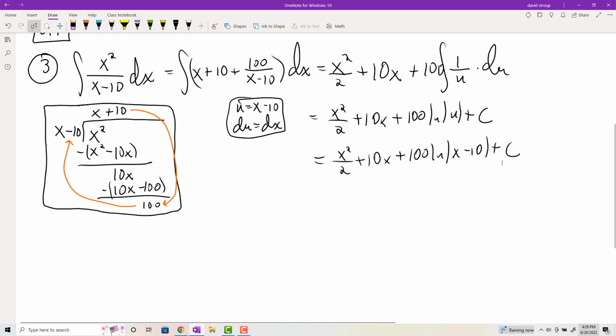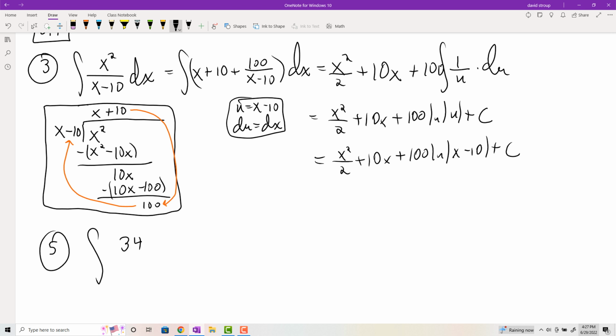Let's look at number 5. So I expect you to have basically all the formulas for integrals, well known. In particular, you should know the arcsine and the arctangent forms. So this one is an arcsine. So you have the integral of 34 all over the square root of 10x minus x squared dx. Okay.